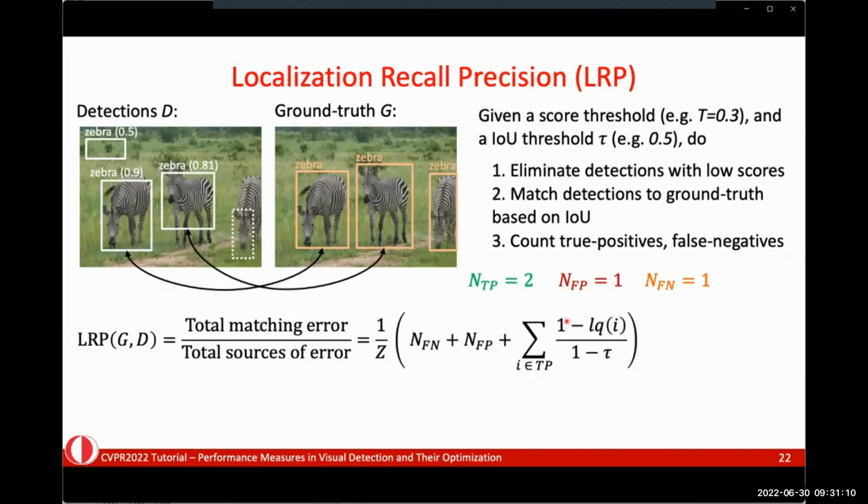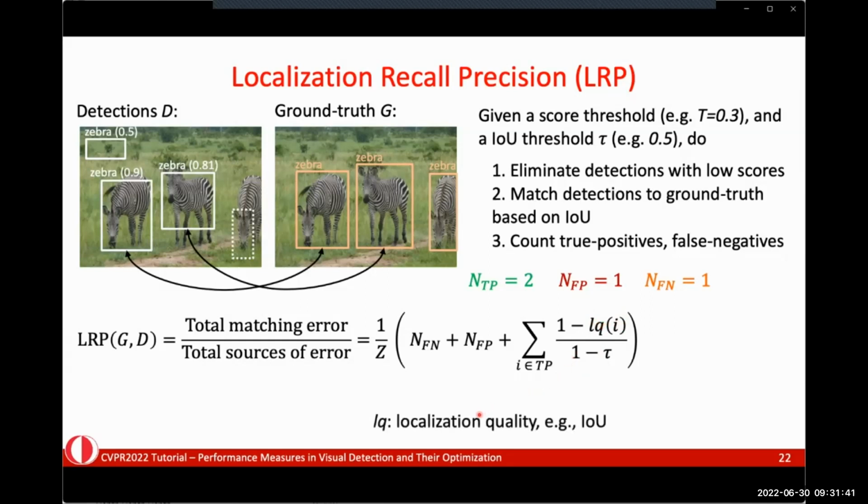This expression represents the total matching error. In this expression, we take into account all types of errors: false negatives, that is the misses, false positives, and the localization errors of true positives. Each true positive in the detection contributes to the LRP error proportional to its localization error, which is 1 minus the localization quality of that particular detection.